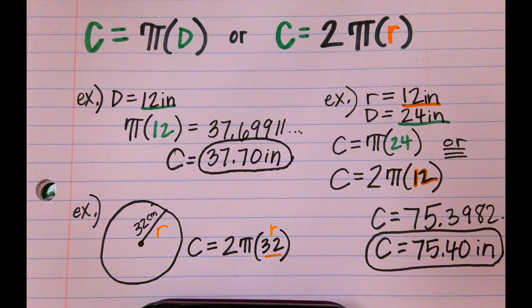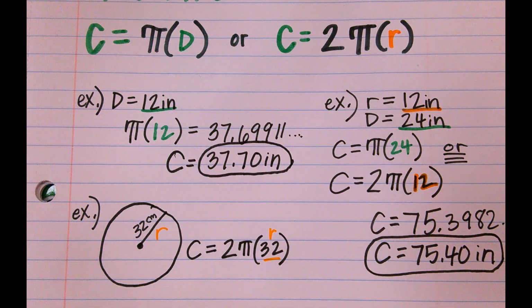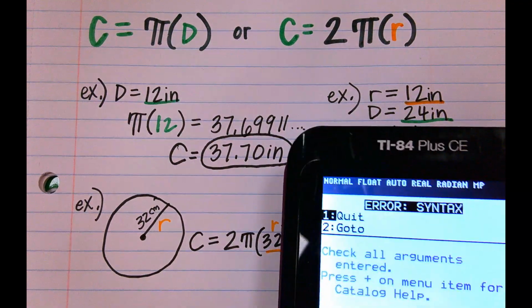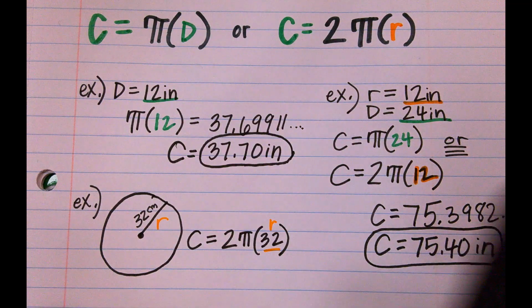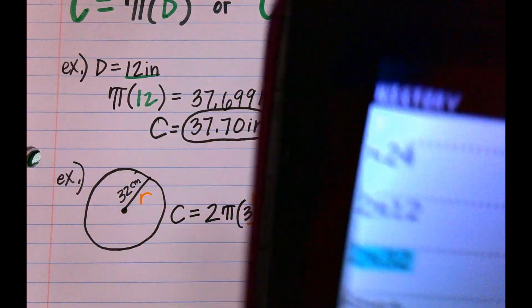Put that in. Let's see. You get 201.06. Perfect. 201.06. Yes. Shows how to put it in the calculator. So let's talk about how to do that.